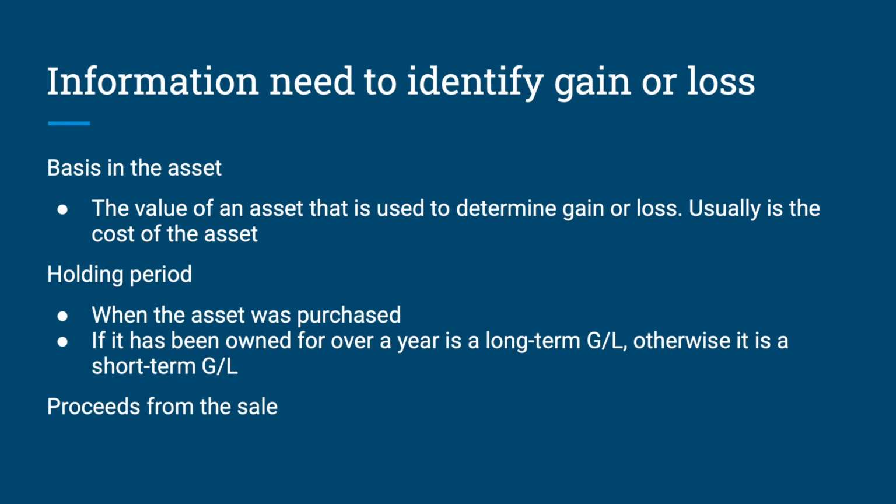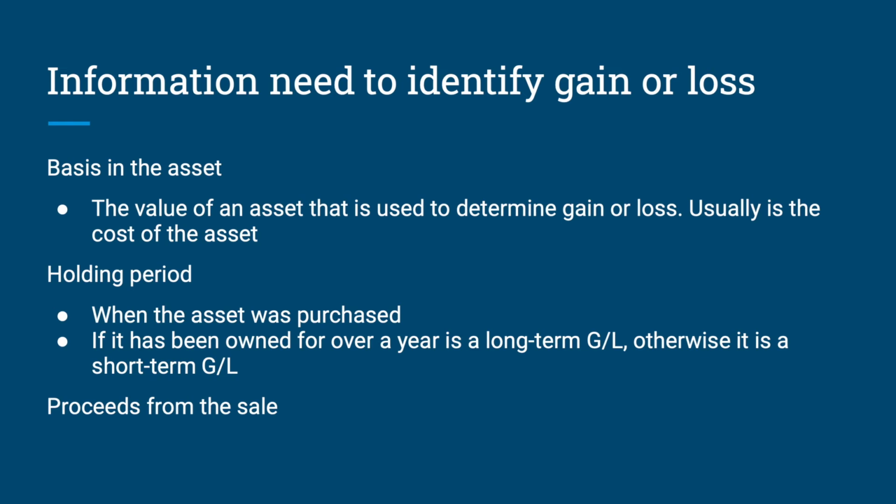And so the second main piece of information that we need to know to identify the gain or loss is the holding period. And really what we need to know from that is when the asset was purchased. The reason we need to know when the asset was purchased is that if it has been owned for over a year when it is disposed of, it is a long-term gain or loss. Otherwise, it is a short-term gain or loss.